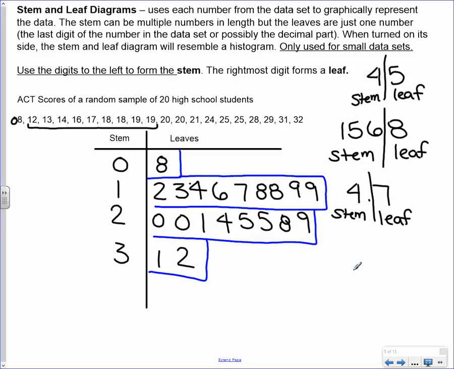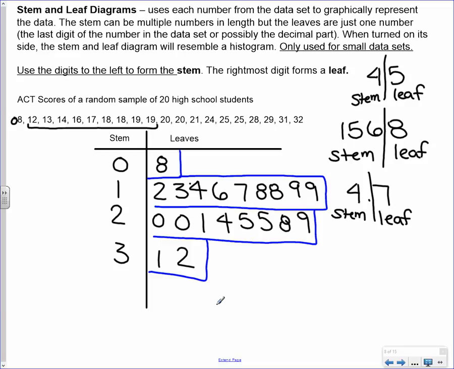Stem and leaf diagrams. What you want to remember for these is to only use them for small data sets. These are charts you're going to be doing by hand, so they're a quick and easy way, if you've got some data, to see what the shape looks like. You could use this stem and leaf chart.